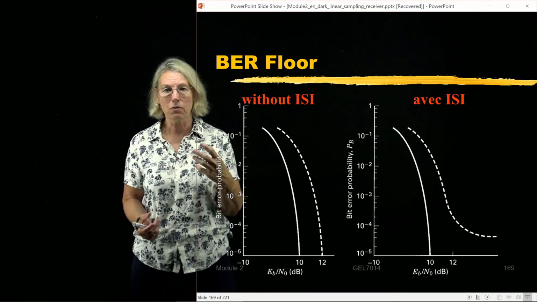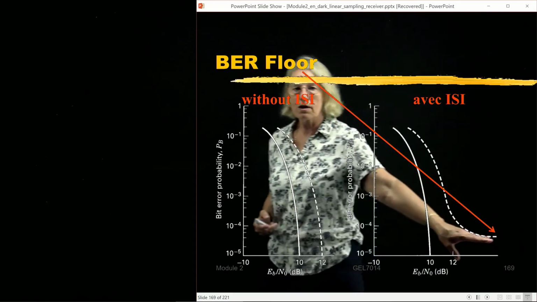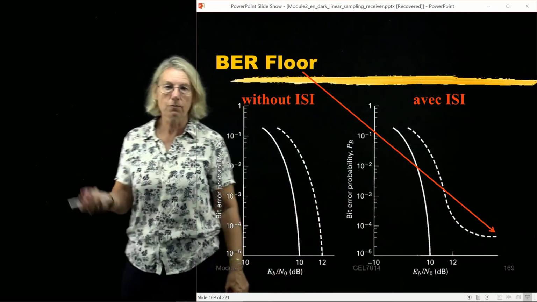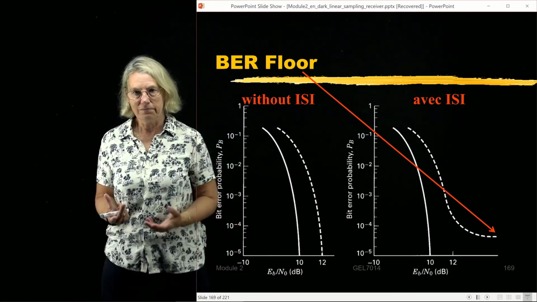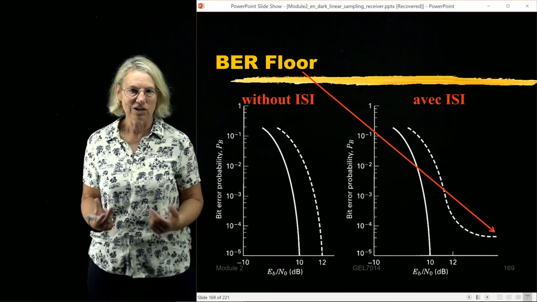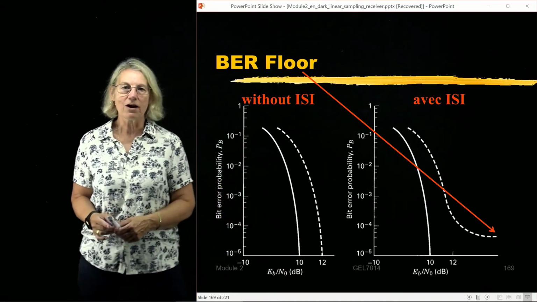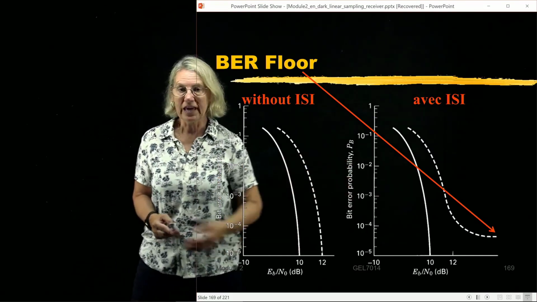So after a certain point, I get what we call a bit error rate floor. This sort of evens out and I'm no longer getting an advantage even though my signal to noise ratio is getting higher. That's one of the reasons we don't like intersymbol interference: we can no longer get arbitrarily low bit error rate by making a stronger signal, because we run into a problem that we cannot overcome.